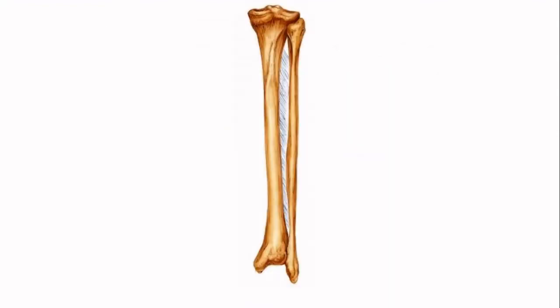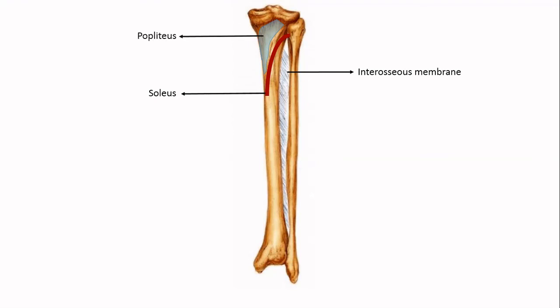On the posterior aspect, one membrane is there known as the interosseous membrane, attached on the interosseous border of tibia and fibula. On the soleal line there is attachment of soleus, the origin of soleus. This is soleus, and just above the soleal line the triangular area gives attachment to the insertion of popliteus. This is the insertion of popliteus, and below the soleal line this one is the origin of tibialis posterior.